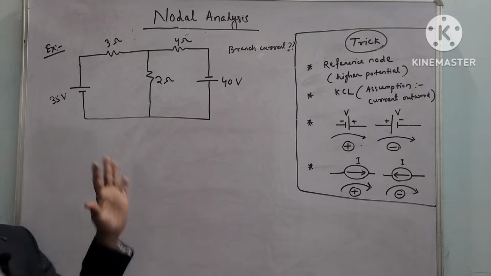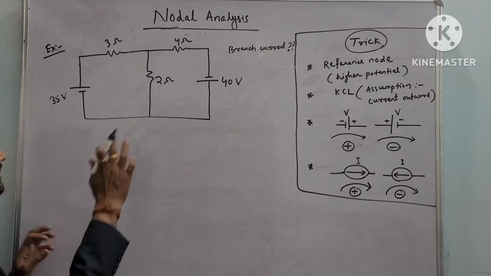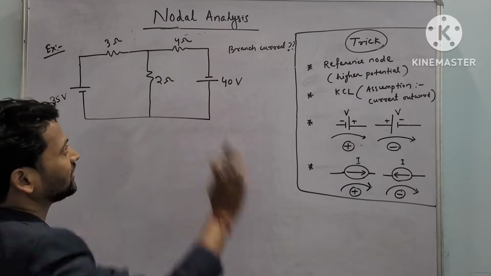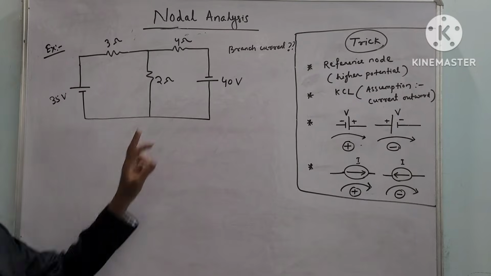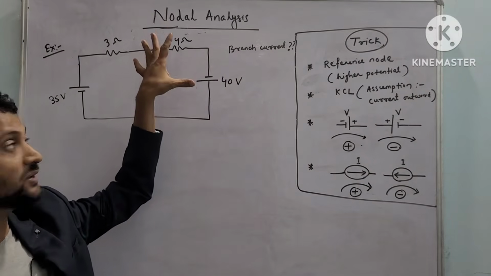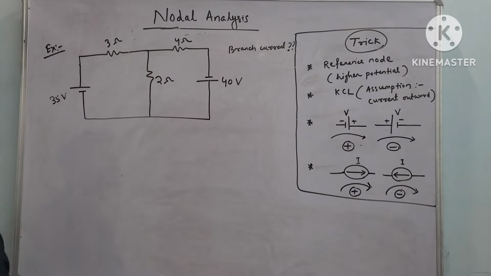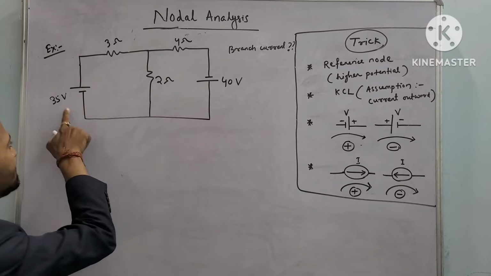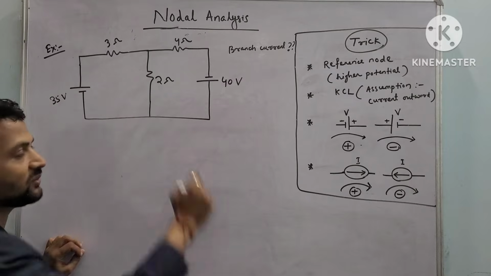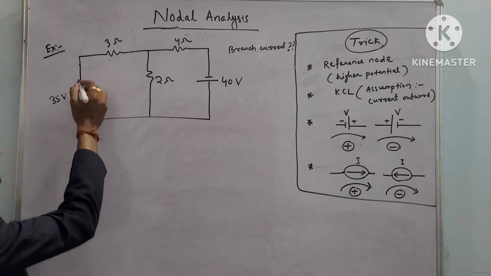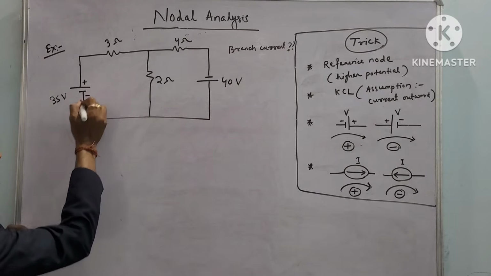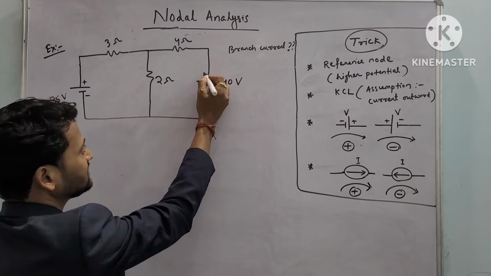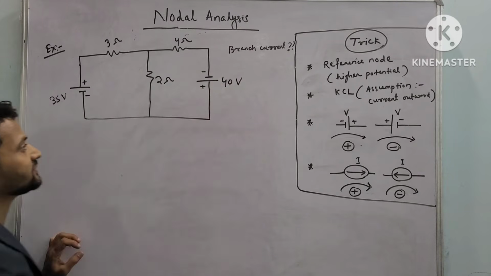Okay, we'll go to the next question. We'll solve the circuit by using nodal analysis. That means we'll find the branch currents in the circuit by using nodal analysis. We have a circuit with two sources having potential differences of 35 volts and 40 volts. Here the sign of the potential difference is plus and minus on one, and minus and plus on the other.